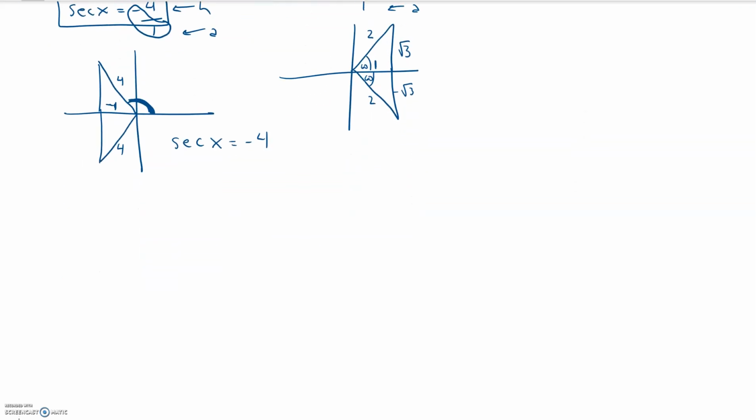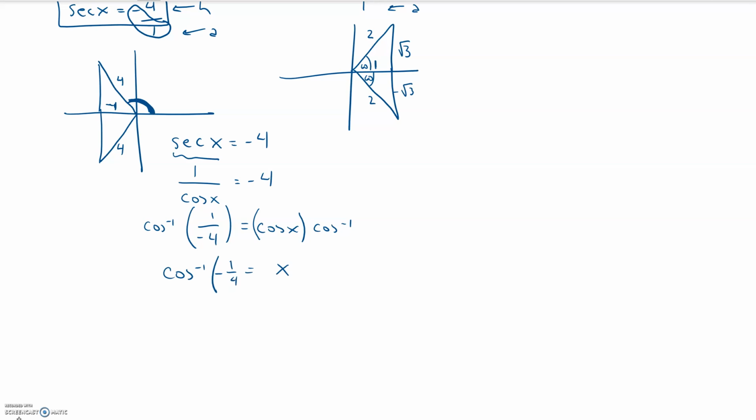Now here's the thing. These need to be put into calculator-ready form. And secant or secant inverse is not a button that we have on our calculator. So I'm going to go ahead and turn secant into cosine. Secant is 1 over cosine x. Multiply by cosine, divide by -4. That's going to give me cosine x equals 1 over -4. To get x all by itself, I'm going to apply a cosine inverse. And so I'm going to have x equals cosine inverse of -1/4.